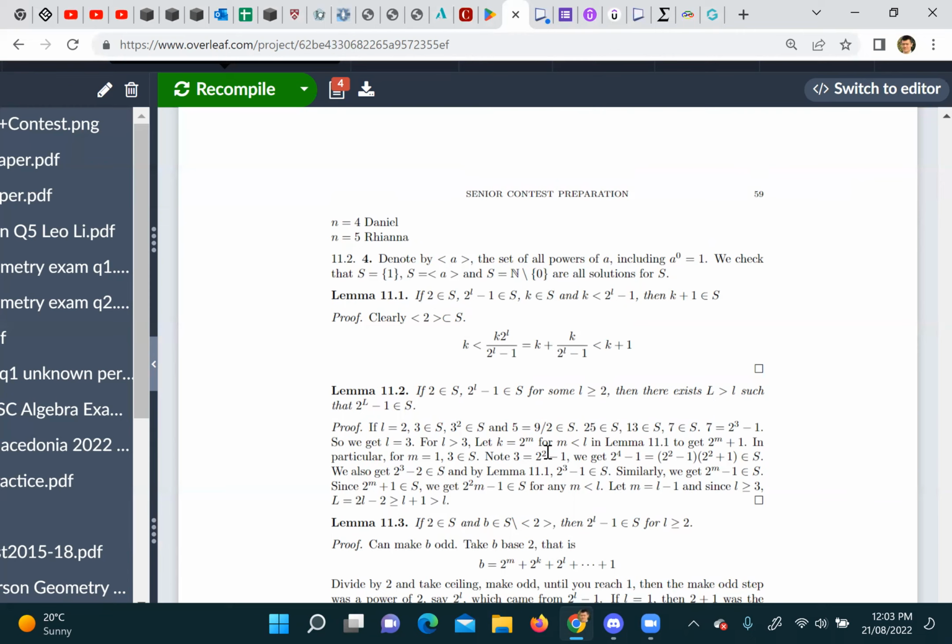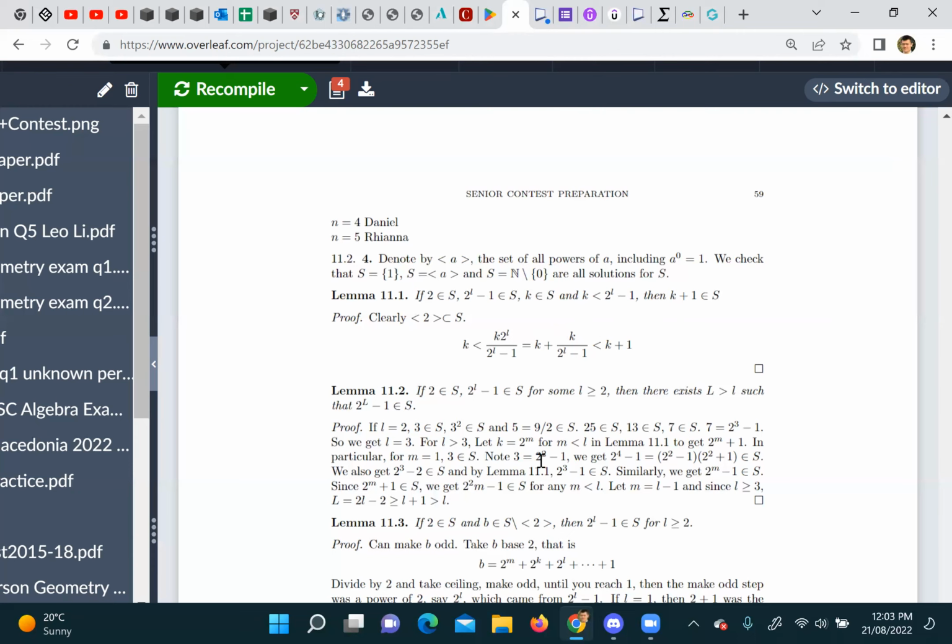So all I'm saying is that if you have k and it's smaller than some 2 to the L minus 1, you get k plus 1, right? So if you can get 2 to the L minus 1 to be big, then you get everything. And then I'm saying you can get 2 to the L minus 1 to be big by first going down to 3 and then building up.